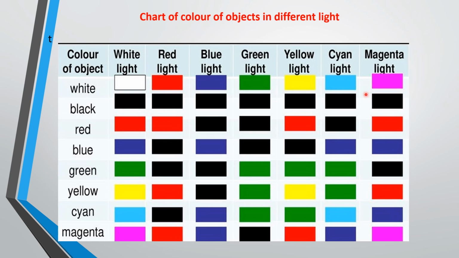So please, go through this chart. This chart is very, very important for you. Somebody can ask how a blue shade will appear in a green light. A blue shade will appear black in a green light. Then a green shade will appear green in a yellow light. These are questions that are normally asked in different examinations. So please, try to study this and know it.